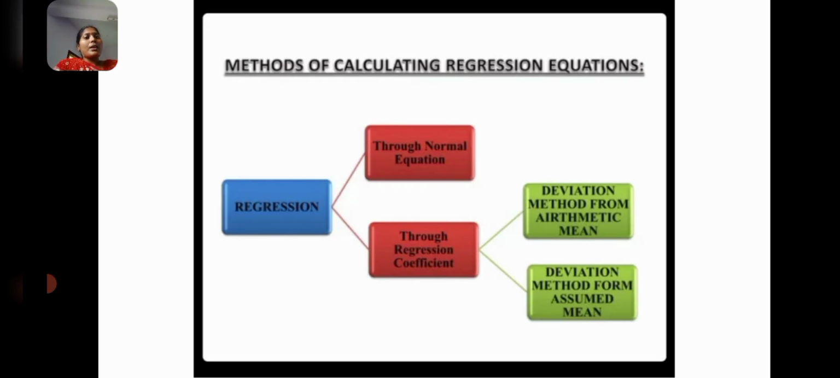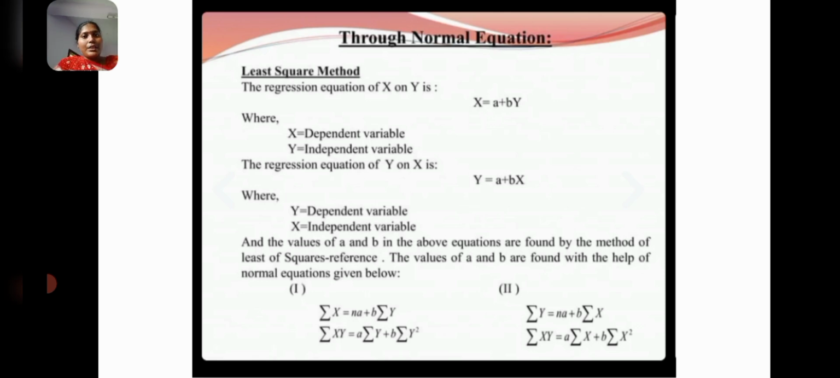Then what are the methods to calculate the regression equation? There are two methods. The first one is through normal equations, and the other one is through regression coefficients. Today we see one of the methods, that is, through normal equations. Through normal equations we have one method known as the least square method.